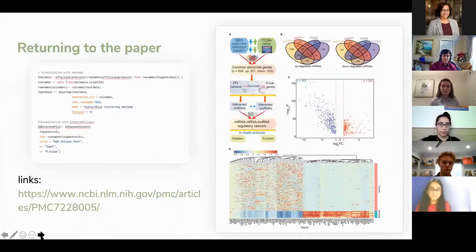So returning to the paper we started with, shown on the right, some of this may begin to look a little bit more familiar to you and make a little bit more sense. As you can see at the top of image A, the researchers started with 3 of our data sets from GEO. Then in image B, they identified the upregulated and downregulated mRNAs.